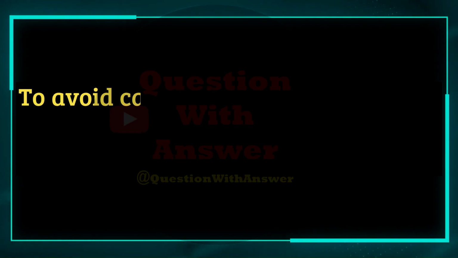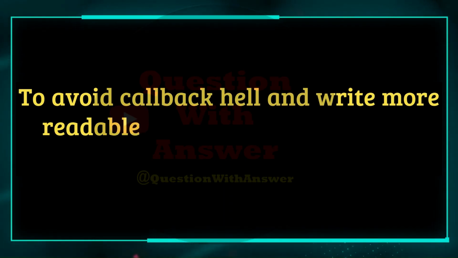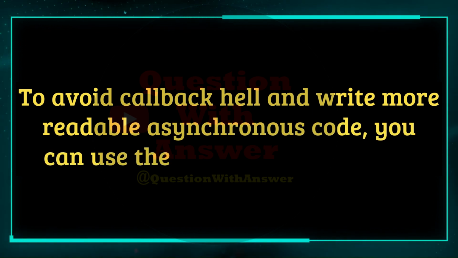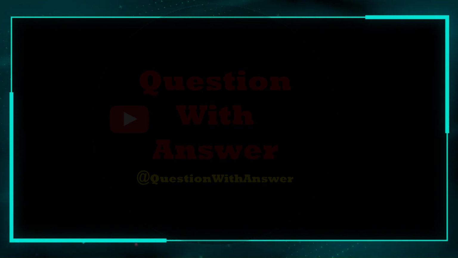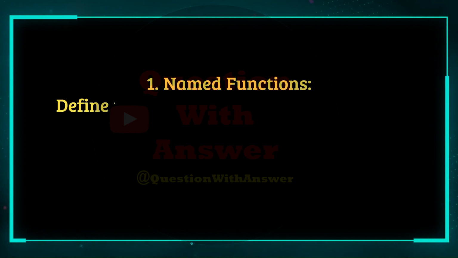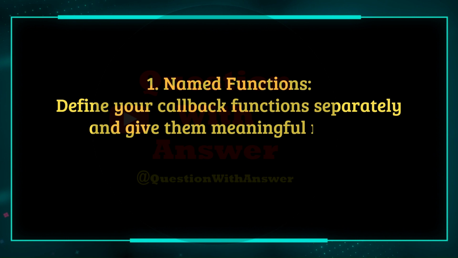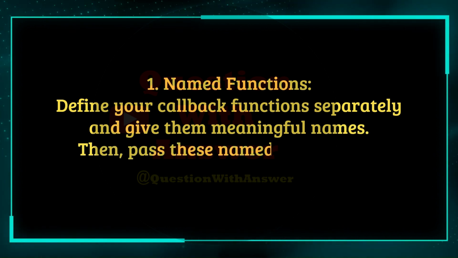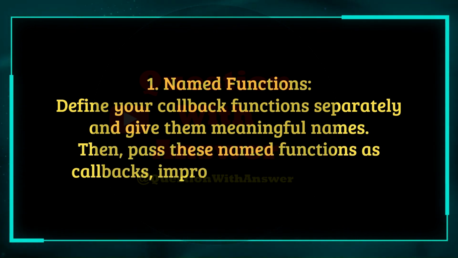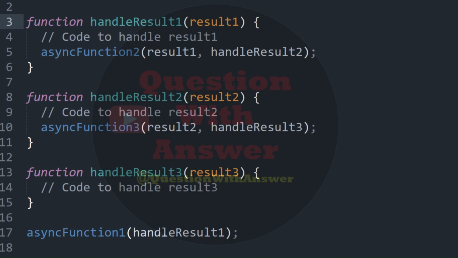To avoid callback hell and write more readable asynchronous code, you can use the following techniques. 1. Named functions. Define your callback functions separately and give them meaningful names. Then, pass these named functions as callbacks, improving code readability. This is the example of how you can use named functions in JavaScript.